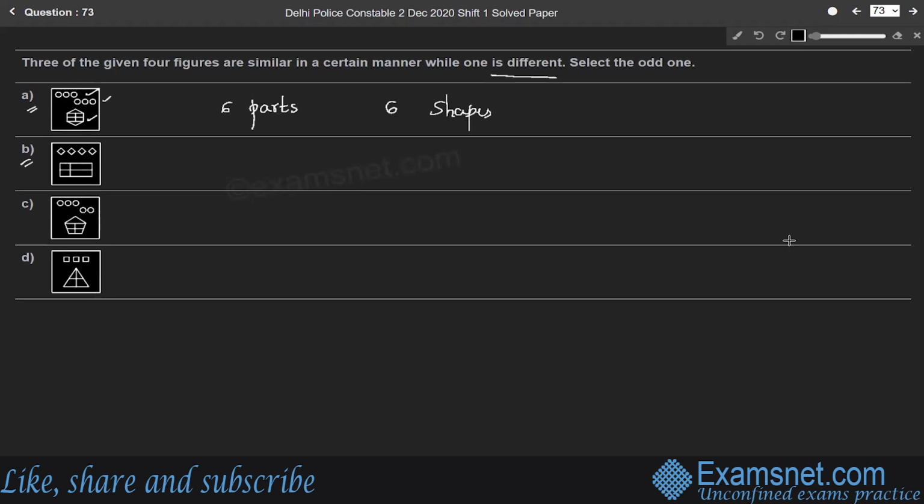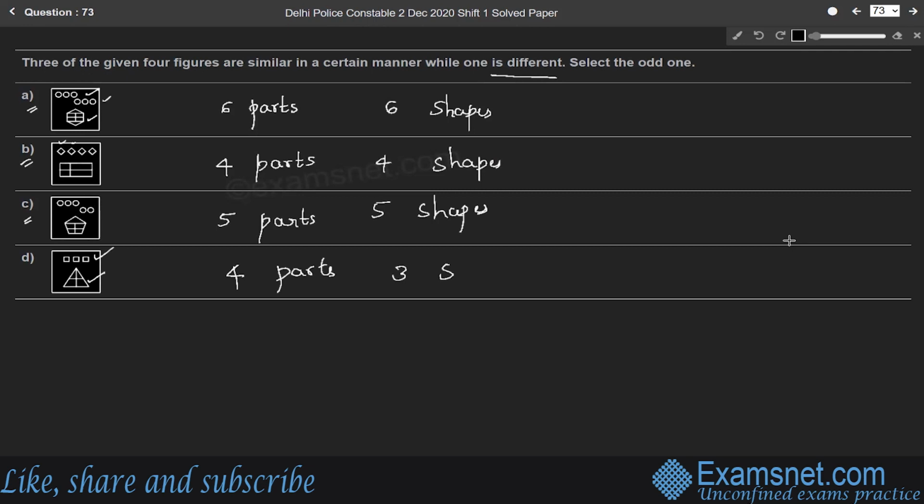So look at option B. So the rectangular area is divided into 4 parts. And there are 4 diamond shapes. So here number of parts is equal to number of shapes. Option C, the pentagonal area is divided into 5 parts and there are 5 circular shapes. In option D, the triangular area is divided into 4 parts, but there are only 3 shapes. So here number of parts is not equal to number of shapes. Hence option D is the odd one.